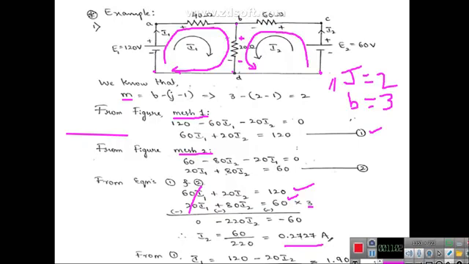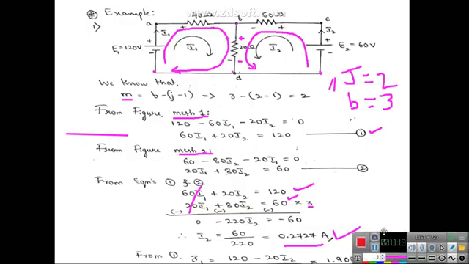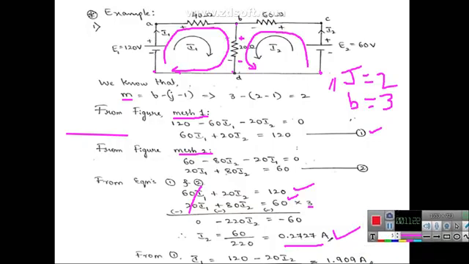That is the current I2. Once you get this current I2, you can substitute that in equation number 1. So I1 is equal to 120 minus 20 I2, divided by 60. Then if you substitute the value of I2, you will get the current I1, that is 1.909.